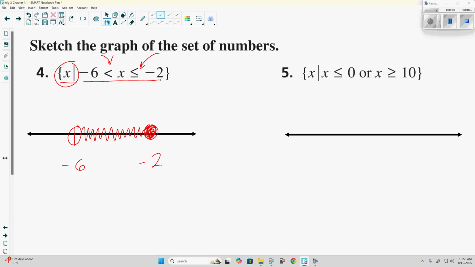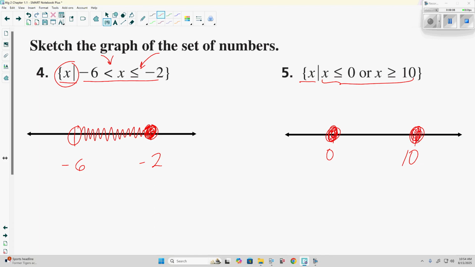We'll look at number 5. The set of all real numbers, x, such that x is less than or equal to 0, or x is greater than or equal to 10. Still have 2 endpoints, yes? They are 0 and 10. 0 is our smaller number. 10 is the bigger of the two. 2 circles. Are they both going to be open? Both closed? One open? Both closed. They both have that equal to sign, so we'll fill them both in.